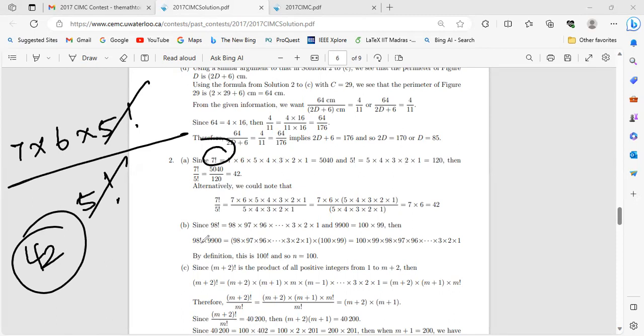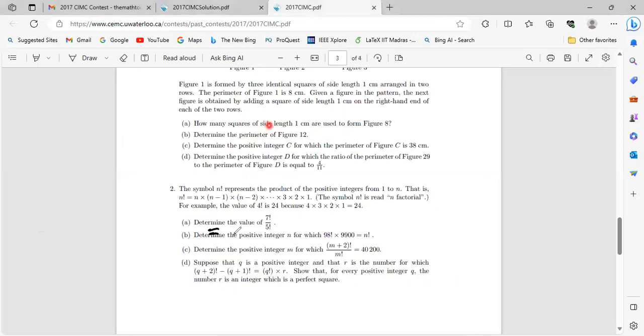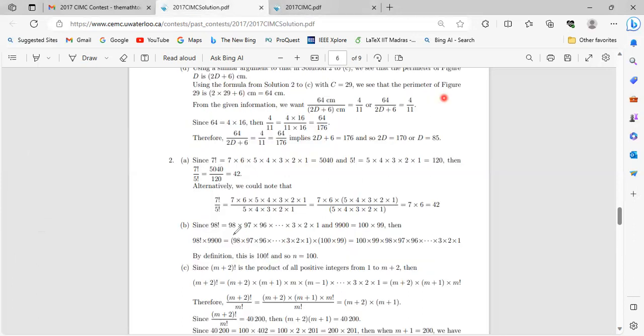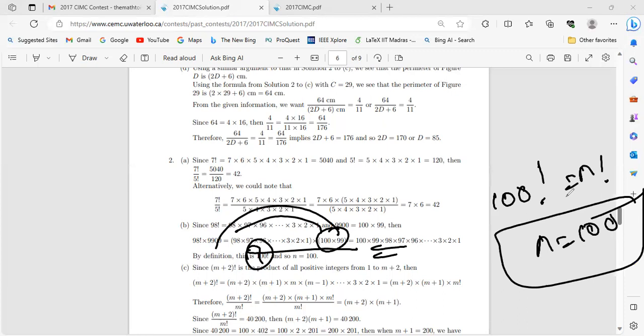Okay, and about the subdivision B, it's pretty easy. 98 factorial into 9900 is equal to n factorial. So 98 factorial can be written as 98, 97, 96, all the way up to 1. And 9900 is 100 times 99. You can rearrange them in descending order, 100 times 99 times 98 factorial, which is an expansion of 100 factorial. So 100 factorial is equal to n factorial, which means the value of n is 100. Is it clear?